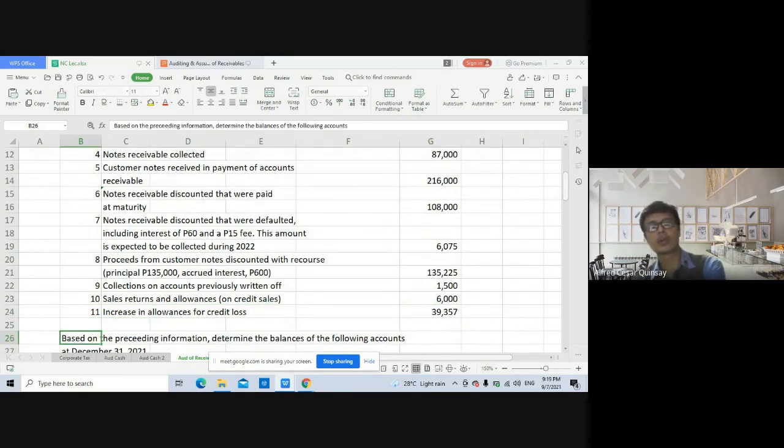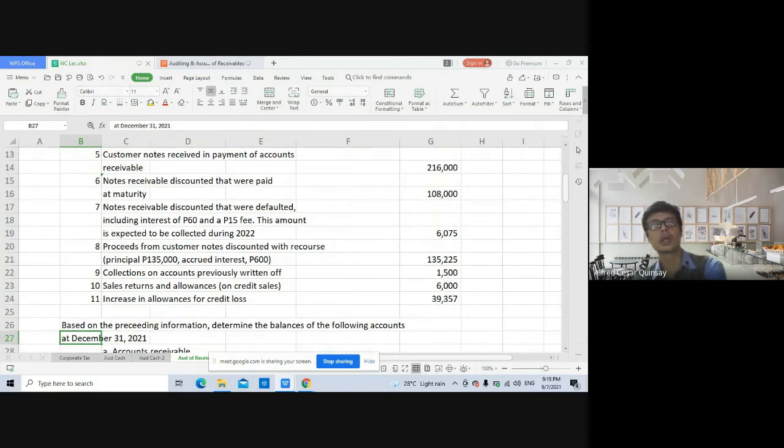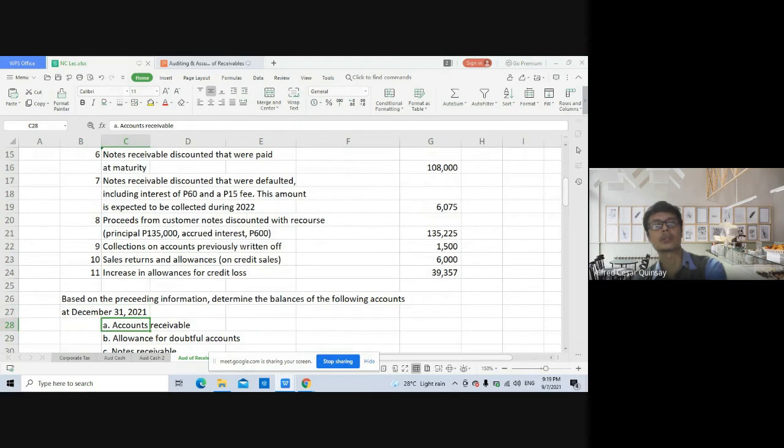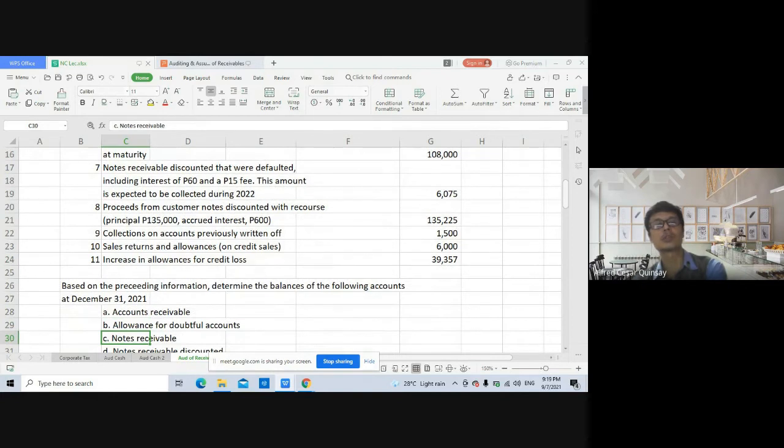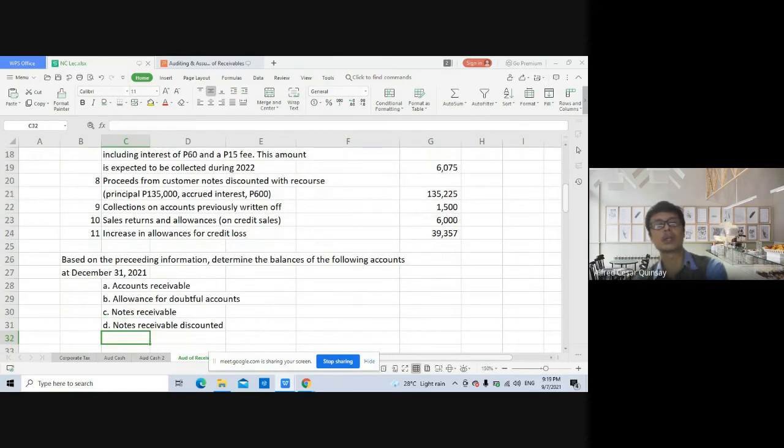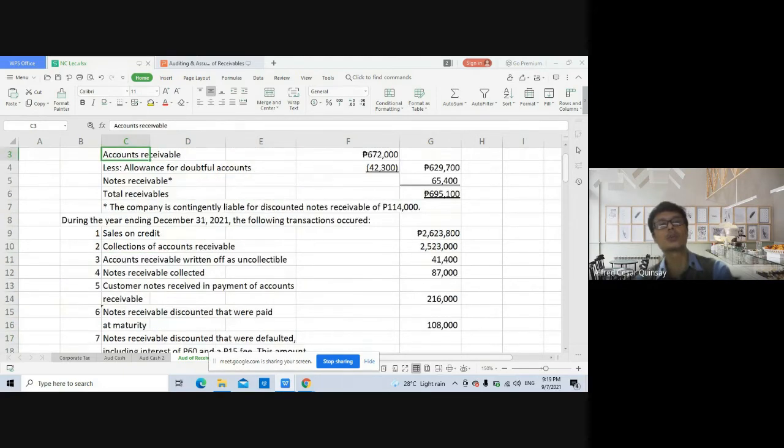So based on the foregoing information, determine the balances of the following accounts at December 31, 2021. So which is yung accounts receivable, allowance for doubtful accounts, notes receivable, and notes receivable discounted. So medyo marami to, no? Okay, so these are practically quite a comprehensive problem, no? Because it also involves, aside from accounts receivable and allowance for doubtful accounts, it also has yung notes receivable sa itong notes receivable discounted. So, gagawa muna tayo ng entry dito. Yun yung first approach natin.